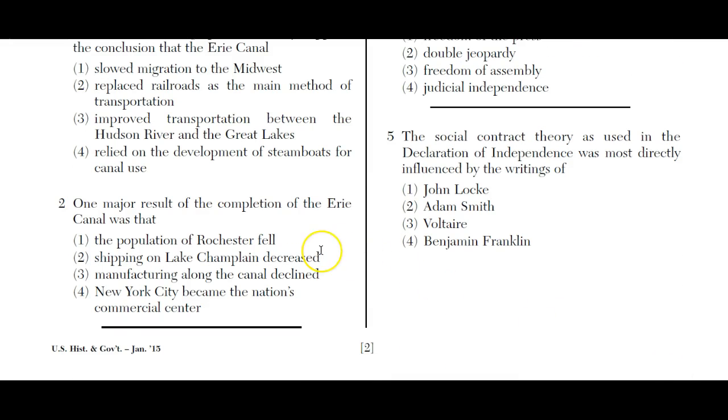One major result of the completion of the Erie Canal was what? New York City became the nation's commercial center. Since the canal took you to the Hudson, and the point of the Hudson was to get you to New York City, New York City became the main port shipping stuff to the rest of the world. None of the rest of this makes sense.